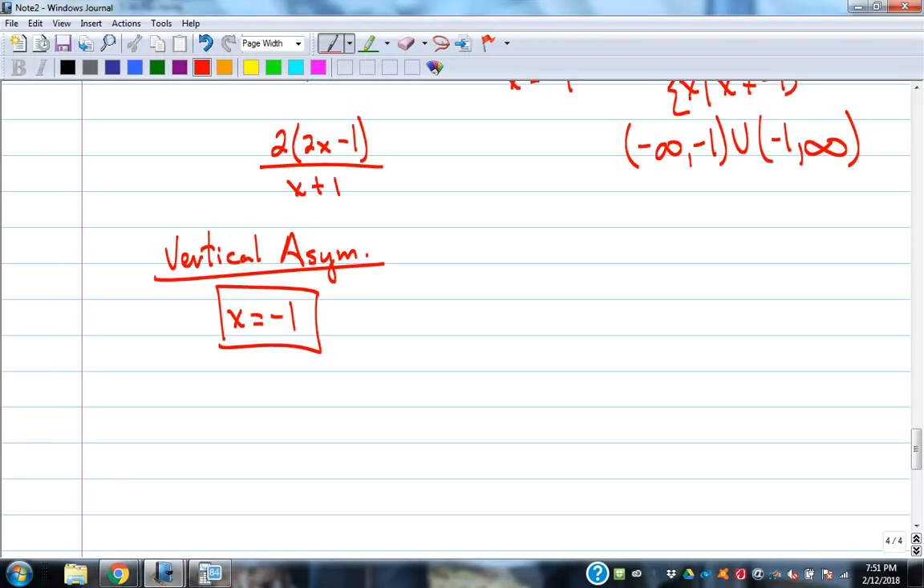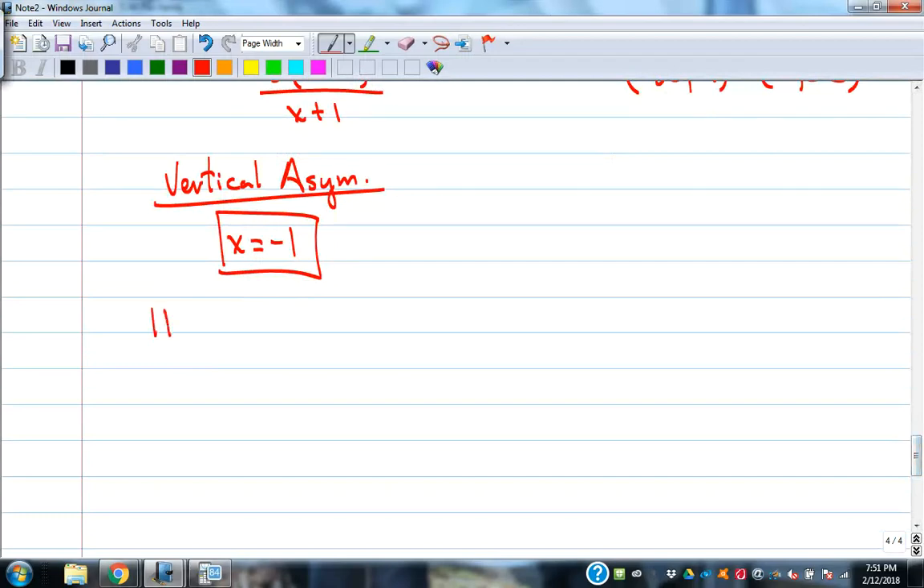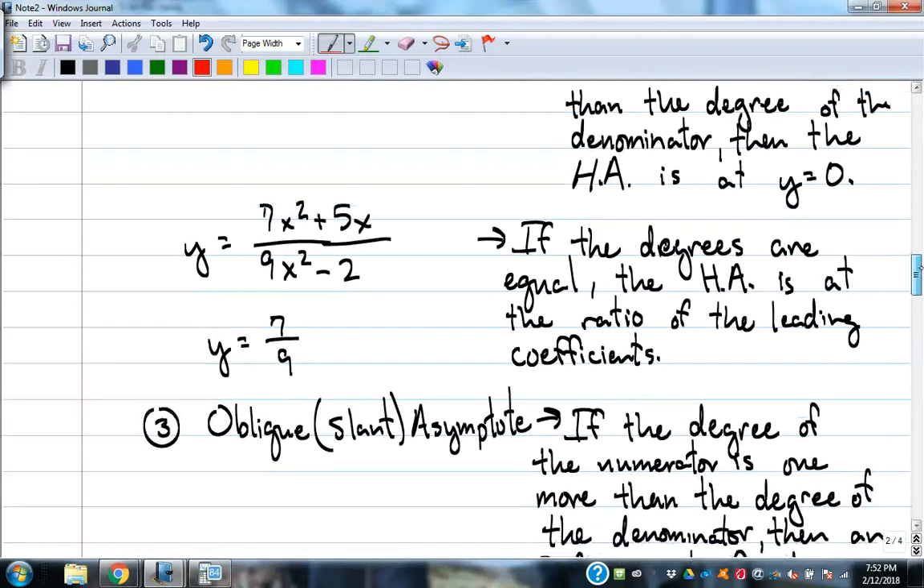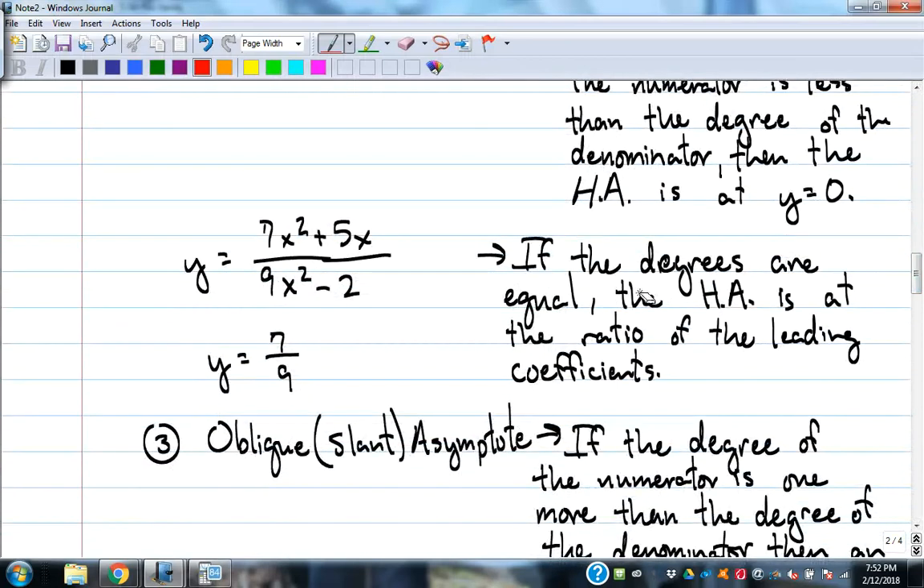Okay? Now, rules. What's the degree of the top? What's the degree of the bottom? 1. So that means it has what kind of asymptote? If they're the same, does it have a horizontal or oblique? Go back to your rules. It's horizontal. If the degrees are equal, the horizontal asymptote is at the ratio of the leading coefficients.